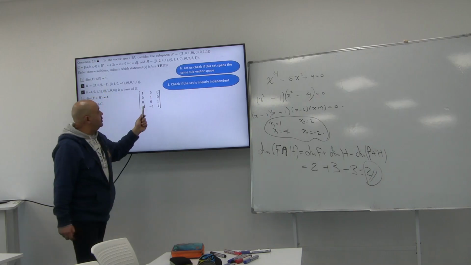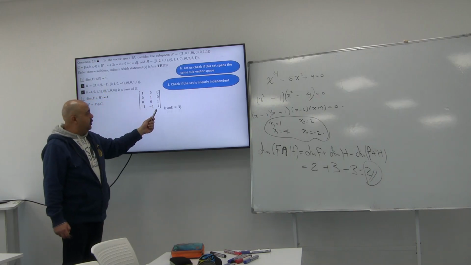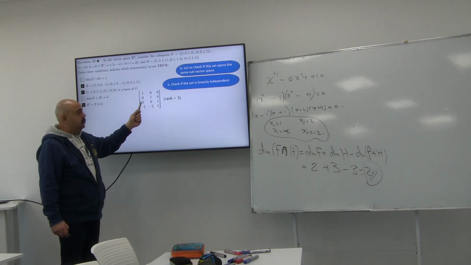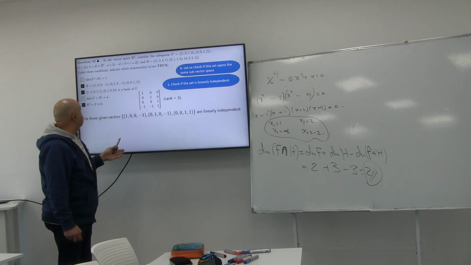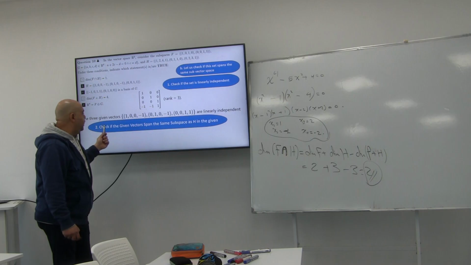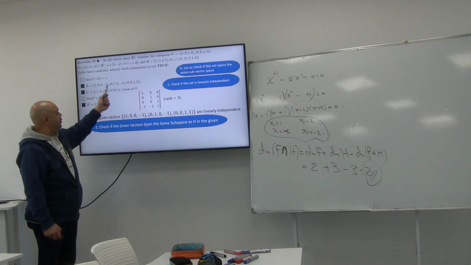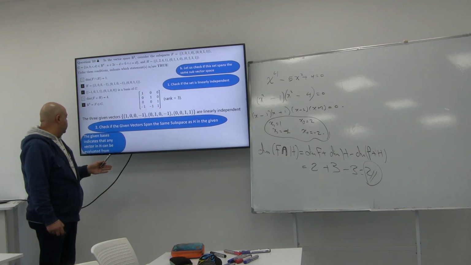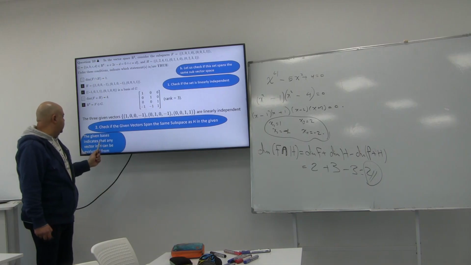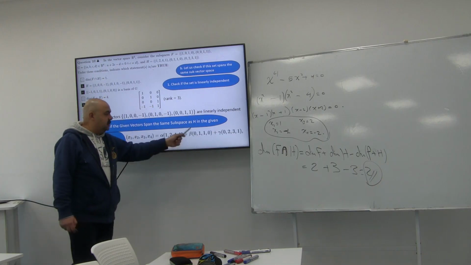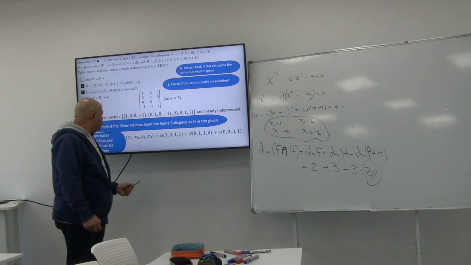So I will take these vectors and check for independence. Rank equal to 3, which means they are linearly independent, and they can span the vector space in R3. So actually H is the same subspace. This gives the basis, which indicates that any vector in H can be evaluated from this set of vectors.